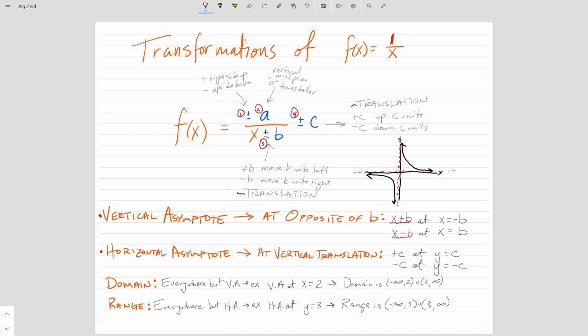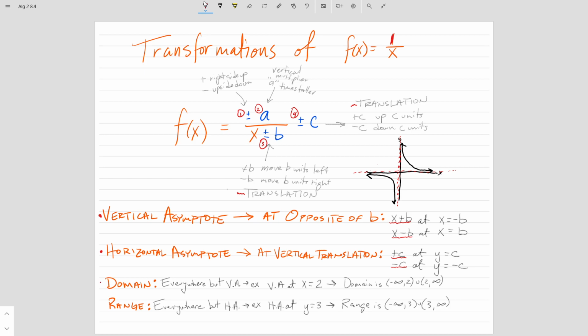And it follows exactly what the c says. So if your equation has plus c written in it, your horizontal asymptote would be at positive c. If your equation has minus c at the end of your equation, then your horizontal asymptote would be at negative c.